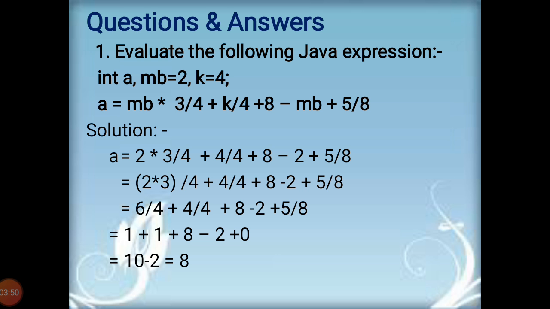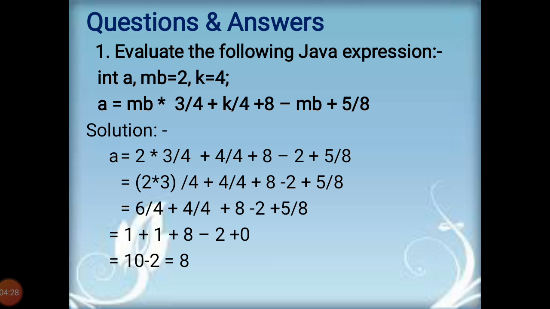One more thing to keep in mind: when an integer is divided by an integer, the answer is also an integer. For example, when we divide 5 by 2, the value is 2.5, but 5 is an integer and 2 is also an integer. So if an integer is divided by an integer, the answer is an integer, that is 2, not 2.5. So the data type is very important for an expression.